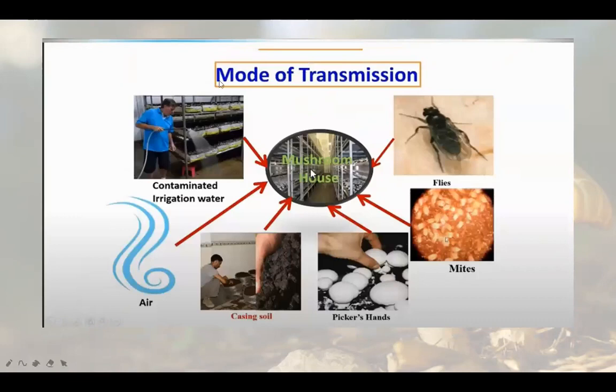Modes of transmission: contaminated irrigation water. If the water we are using is not good, then it may spread. Flies will fly from one place to another. Mites are also spreading. And pickers' hands: when the person picks the mushrooms, their hands should be very clean, right? Otherwise, it will add the pathogen to the mushroom crop. And casing soil here. See, in every step, we have to sterilize the contents. We have to pasteurize the contents. We have to be very careful.